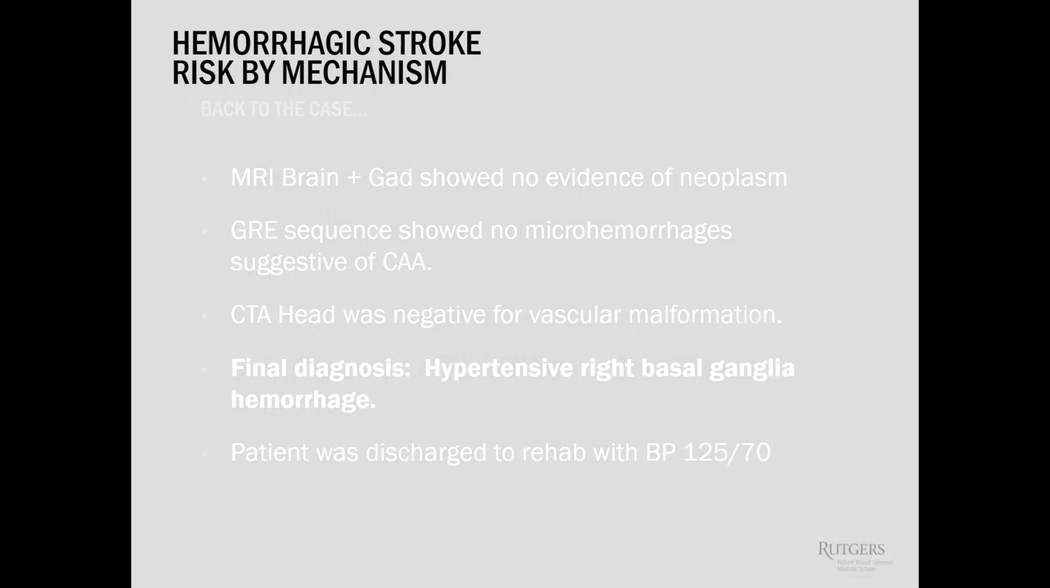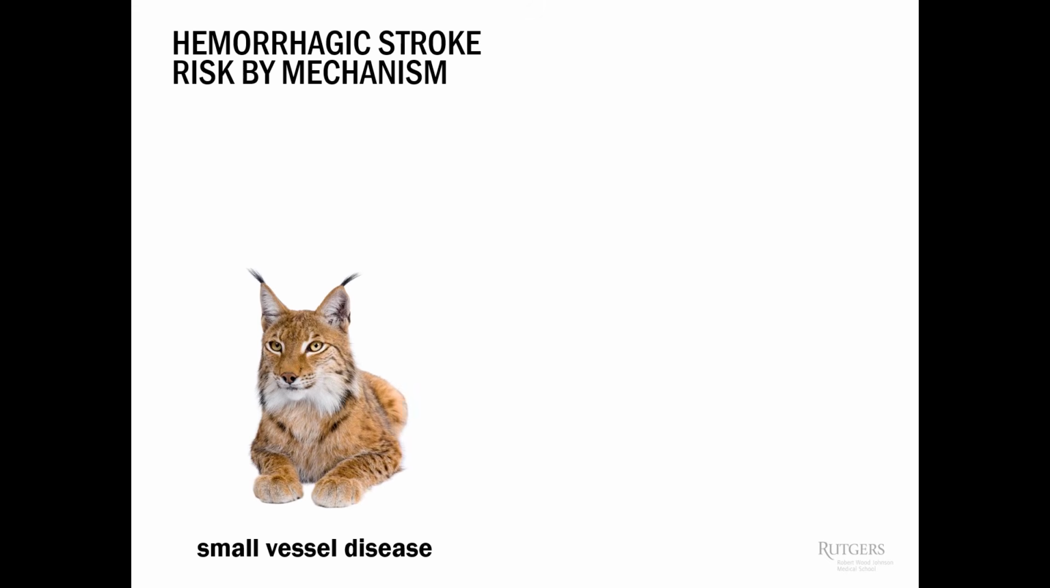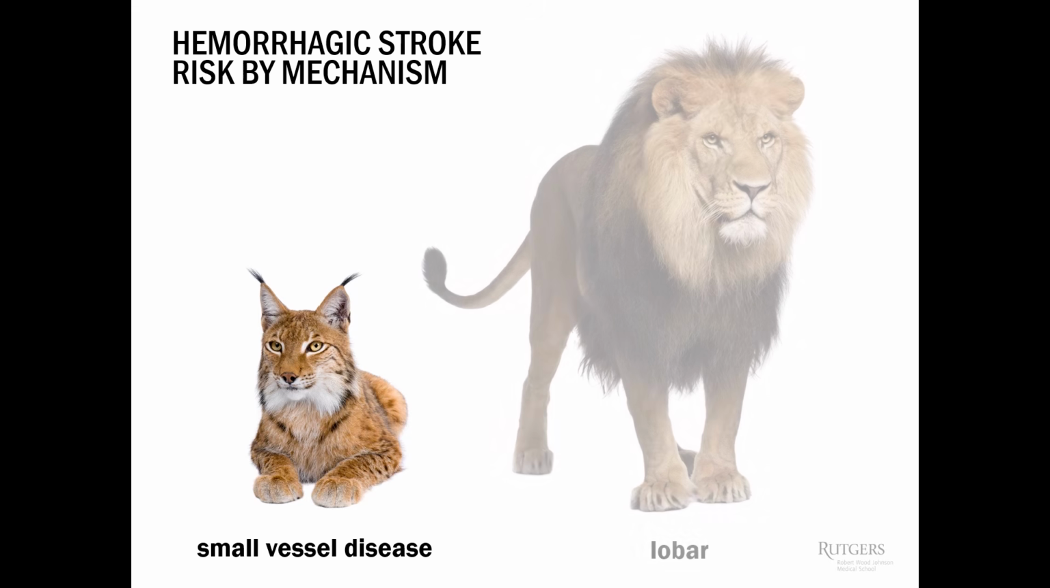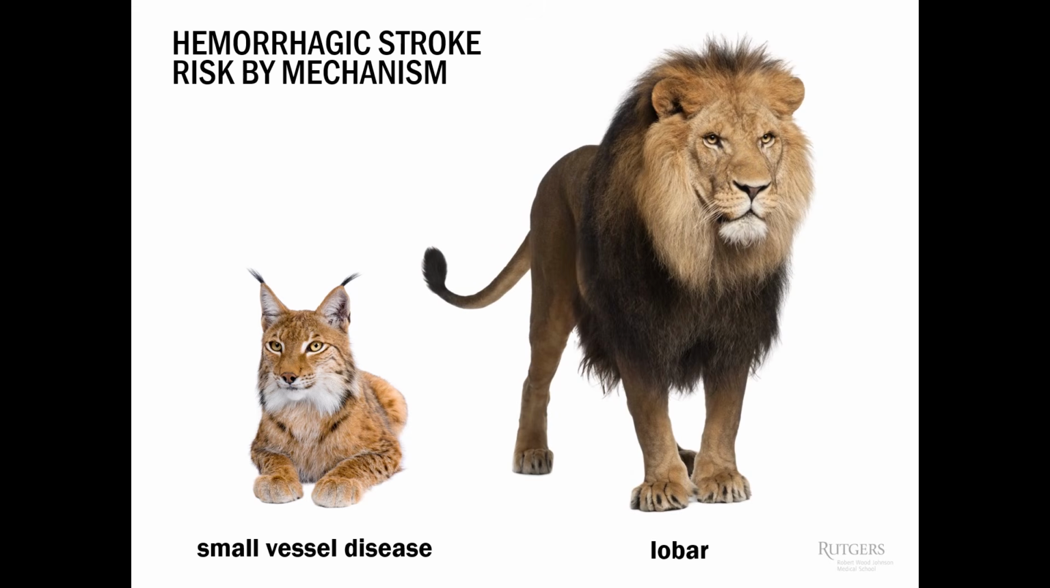So just like with ischemic stroke, you're probably thinking, which of the hemorrhage mechanisms are more dangerous? So I'd like to illustrate the concept of hemorrhagic stroke risk with cats. Small vessel disease is like a lynx. Dangerous but relatively small risk of recurrence. Now lobar hemorrhages, on the other hand, carry a much higher recurrence risk. Now that line is pretty hard to miss, so we can probably run away in time, but he can still bite us if we don't treat him appropriately.